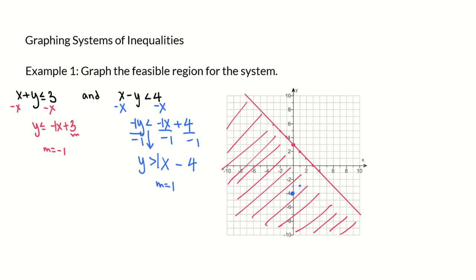So we draw a line with y-intercept negative 4 with slope of 1. Now since this inequality is greater than, we draw a dashed line instead of a solid line, which shows that the points on this line are not going to be included in the feasible region. And now y greater than means we shade above this line.